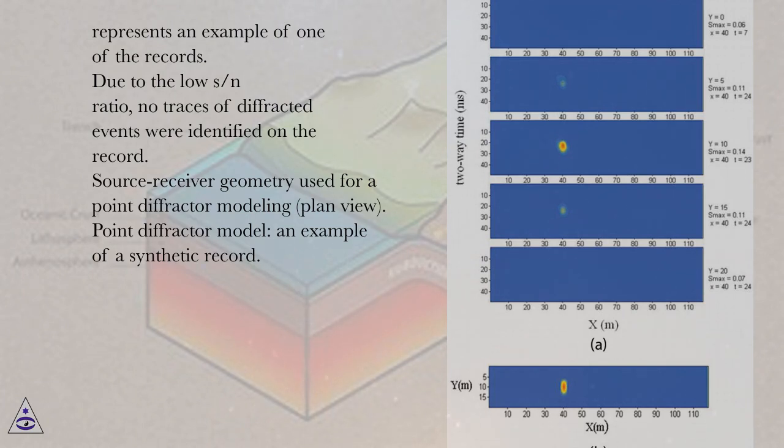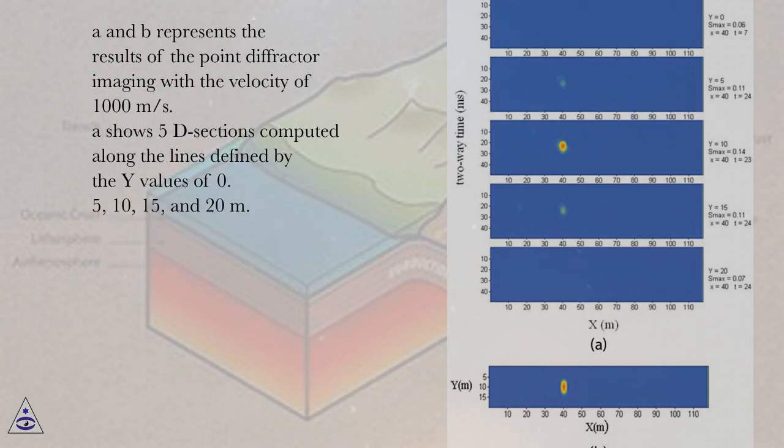Source receiver geometry used for a point diffractor modeling, plan view. Point diffractor model, an example of a synthetic record. A and B represent the results of the point diffractor imaging with a velocity of 1000 meters per second.